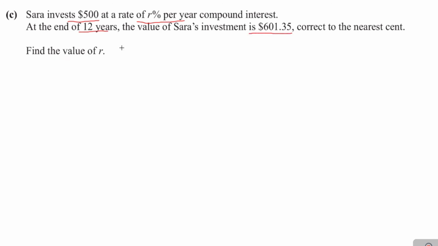Now, the formula of the compound interest is: amount A equal to P into 1 plus R over 100, power T. Here P is the total investment. This is 500. And A is the amount after 12 years. This is the amount, 601.35. And 1 is written as it is. R is what we have to find, over 100. Time here is 12 years.